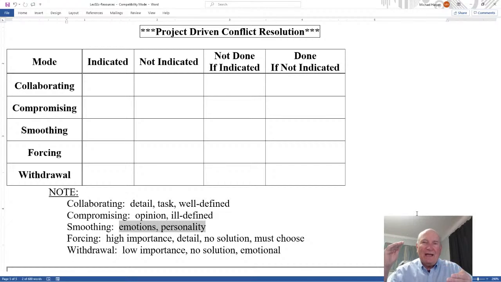Okay, well, don't look at it. I don't like that. Don't stop looking at it. No, be careful saying that. But the point is, you smooth it. You smooth it over. Again, project-driven conflict resolution.